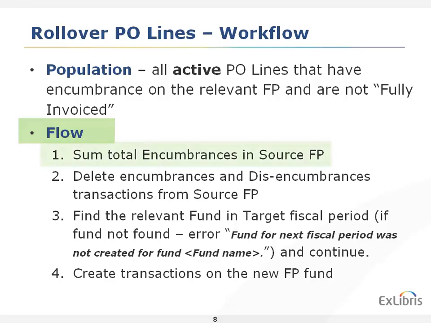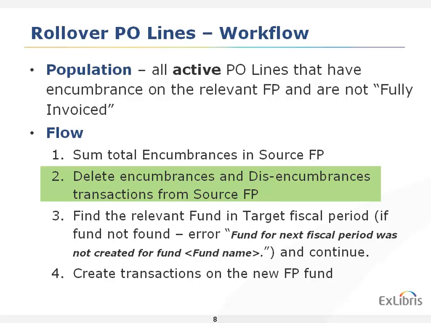The flow of the rollover: sum the total encumbrances in the source fiscal period. In order for a PO line to be a candidate, it needs to have an encumbrance in the source fiscal period. If, for example, you have a PO line whose last encumbrance was in 1997, it will not roll if we run rollover from the current fiscal period. Never mind that it is active, and never mind that we continue getting invoices or anything on this PO line. Since the encumbrance is not in the current fiscal period, it is not a candidate for rollover. If we want to roll it, we need to create the encumbrance, even manually, by selecting funds from the current fiscal period, and then it will be a candidate for rollover.